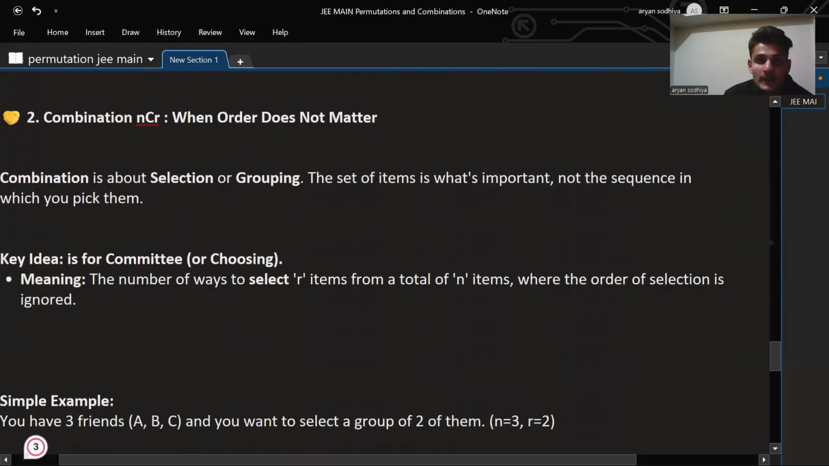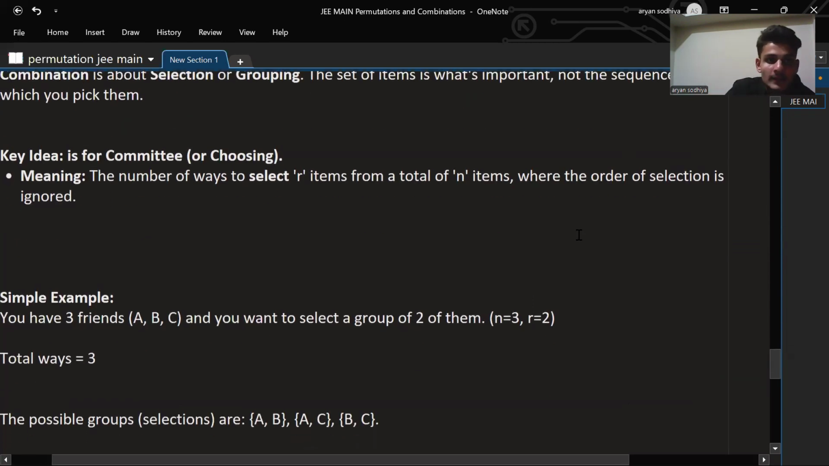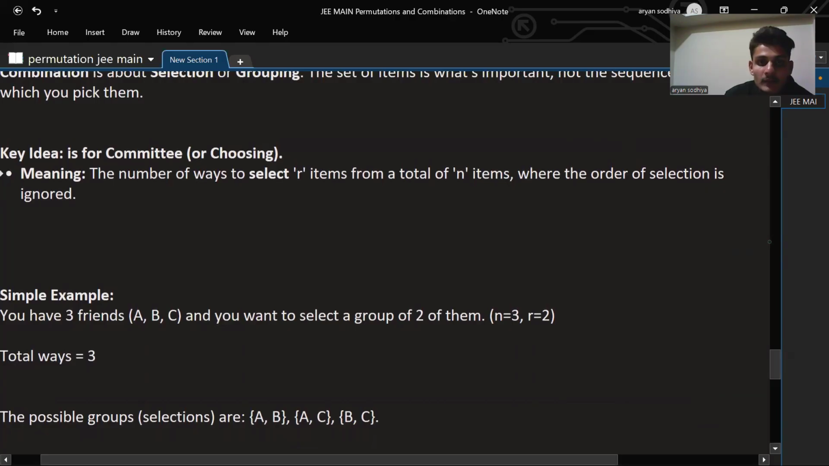So when order does not matter, it is nCr. Combination is about selecting or grouping a set of items; what is important is the set, not the sequence. Sequence is never important here, in which you pick them. Meaning the number of ways of selecting r items from a total of n items where the order of selection is ignored. So you have three friends, you want to select a group of two of them. Whenever a group term comes, you just need to make groups. It means that AB and BA are the same thing here.